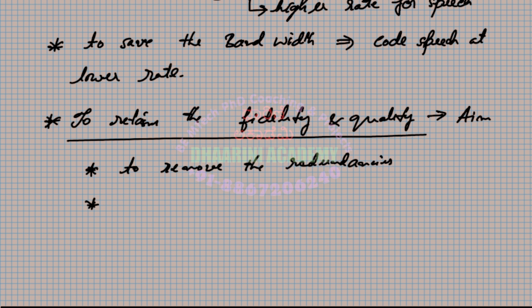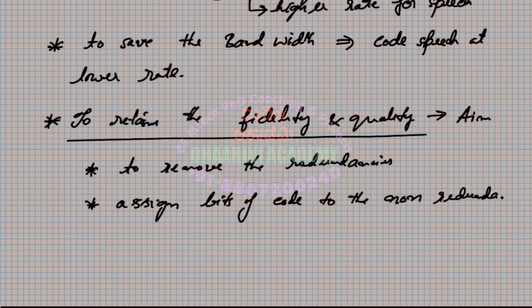Again, in the next part, whatever remains after eliminating the redundancies, we have to assign the bits in the form of a code to the non-redundant part of the speech, in a very efficient manner. So I have to assign bits of our code to the non-redundant parts.